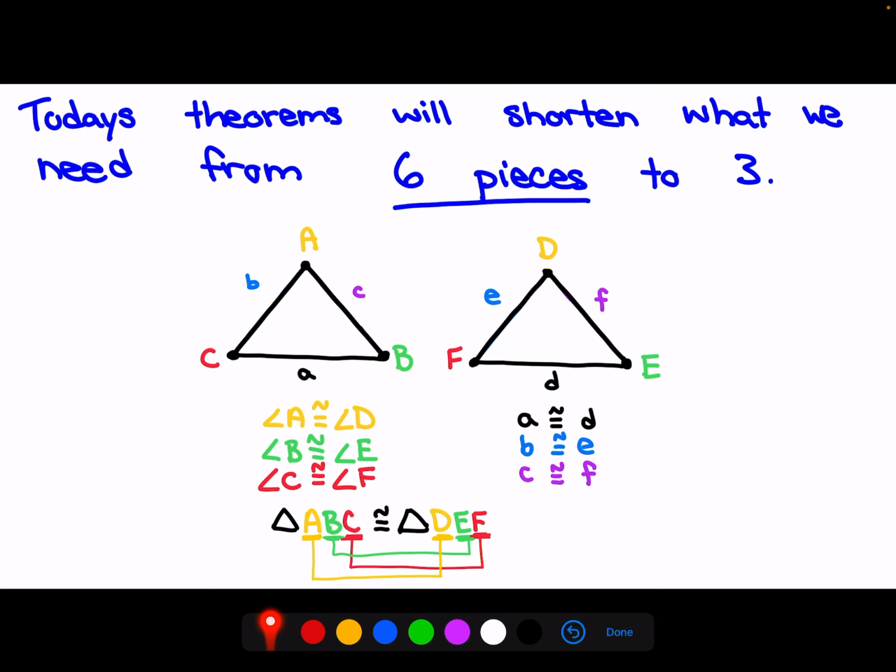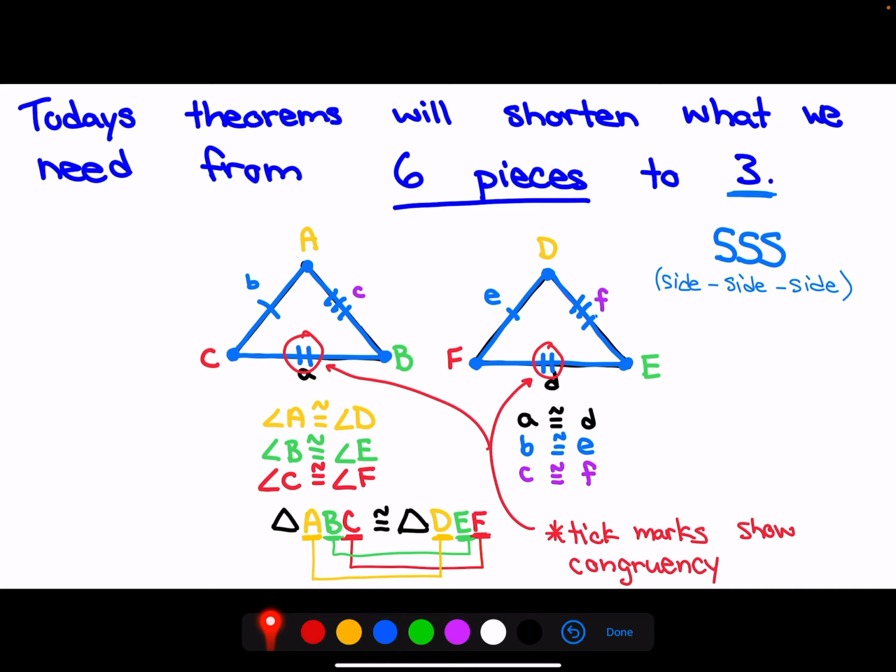So the first one that we have is SSS, side, side, side. It says that if 3 of the side lengths of any one triangle are congruent to 3 side lengths of another, then the two triangles are congruent. And don't forget, these tick marks show congruency. We also have those for angles, as we'll see in just a bit.